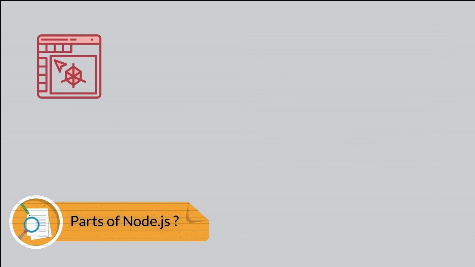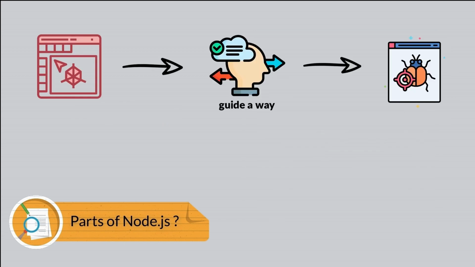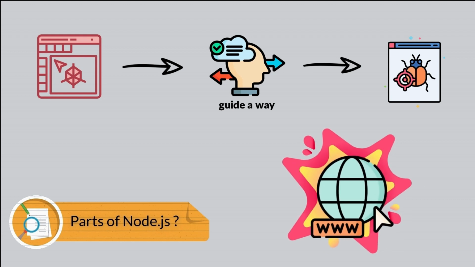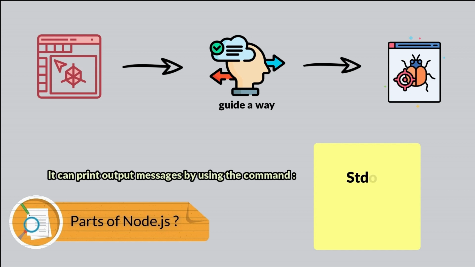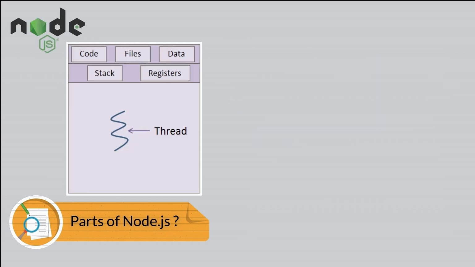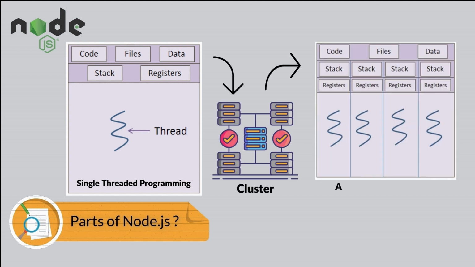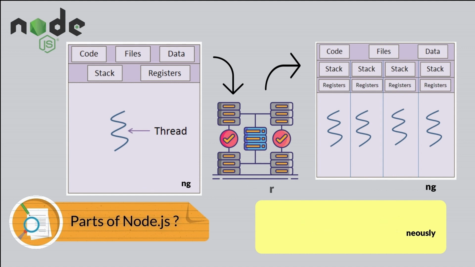Console. Console is a module that provides a way to debug similar to that of the JavaScript provided by the internet browsers. It can print output messages by using the command stdout and print error messages by using the command stderr. Cluster. Node.js is built upon the concept of single-threaded programming. Cluster is a module that allows multi-threading by creating child processes that share the same server port and run simultaneously.